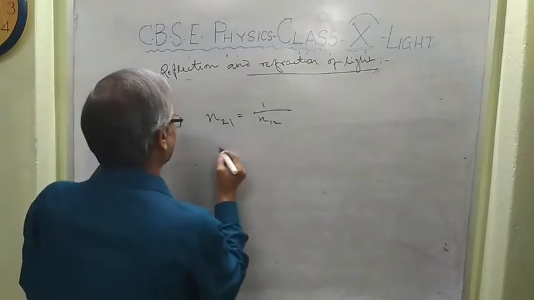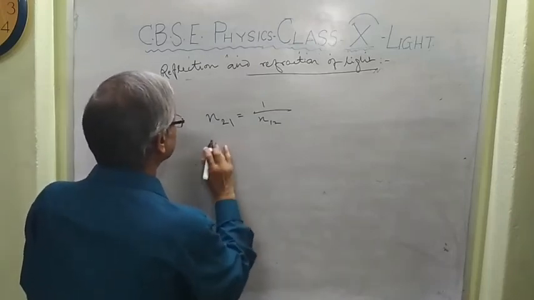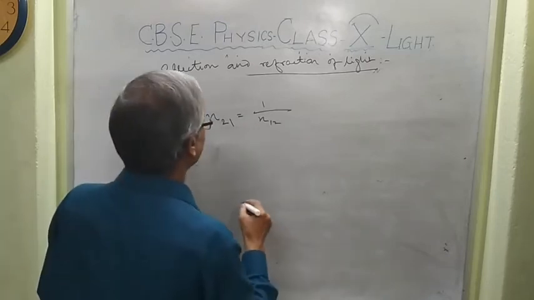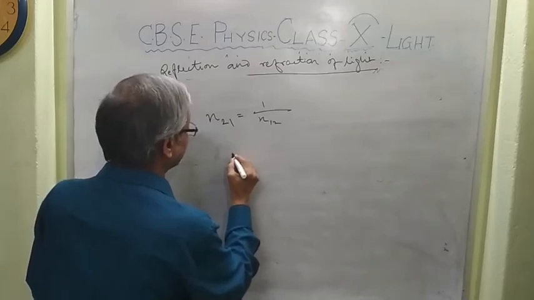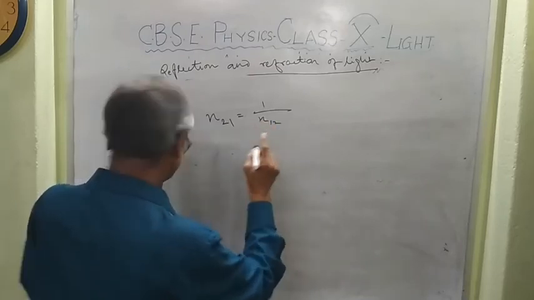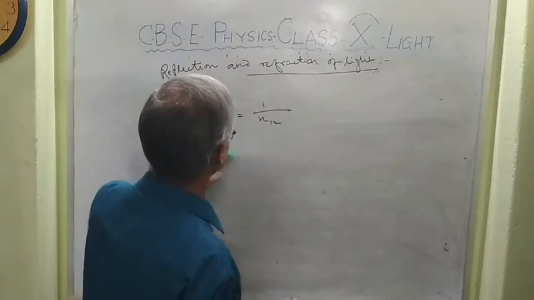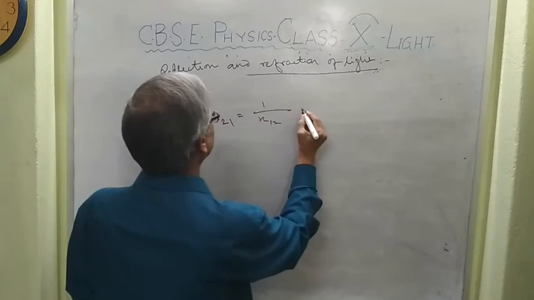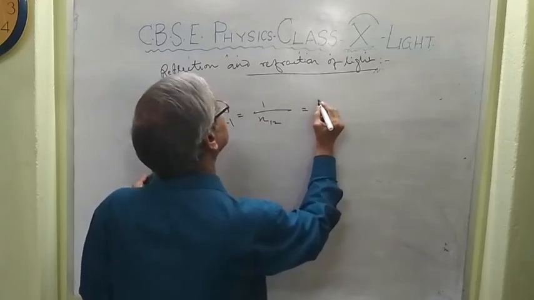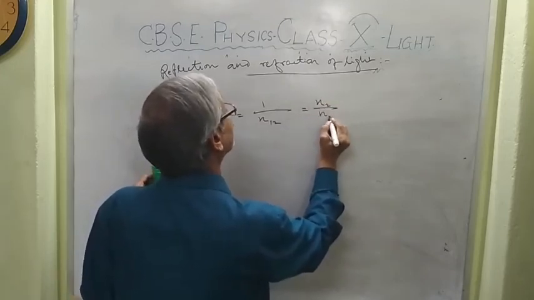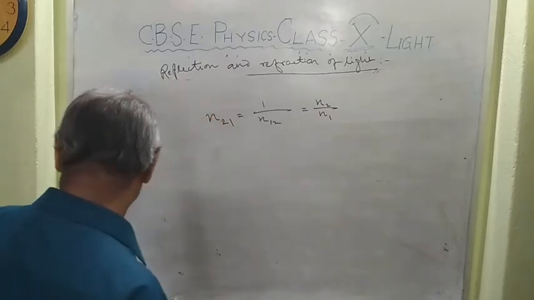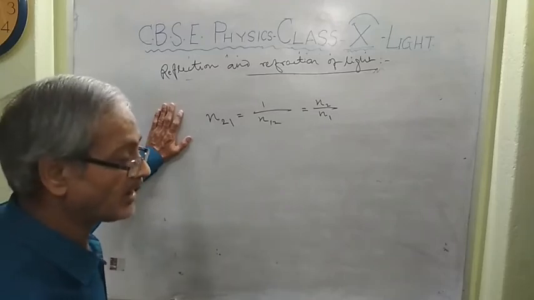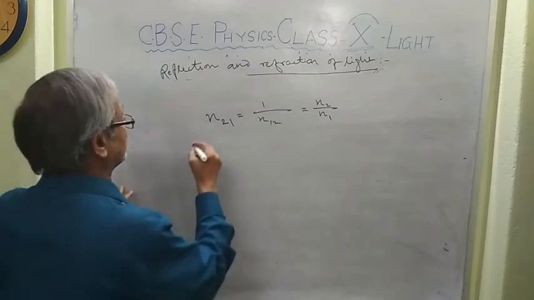And we may prove that, if we take n21 equal to 1 by n12, it is very important here, we show that it is nothing but n2 by n1. That is, the absolute refractive index of medium 2 by the absolute refractive index of medium 1. It is very important.